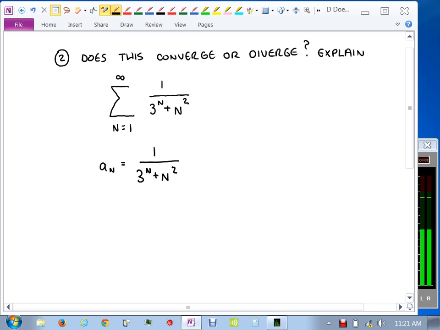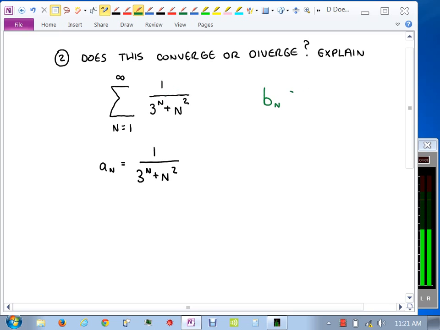A lot of people, I already noticed, turned it in and said, oh, because a sub n is less than b sub n. Well, I don't even know what a sub n and b sub n are if you don't tell me what they are, right? So we want to get precise with our notation here. That's what a sub n is. I'm going to choose my b sub n to be something. And I saw people choose different things.